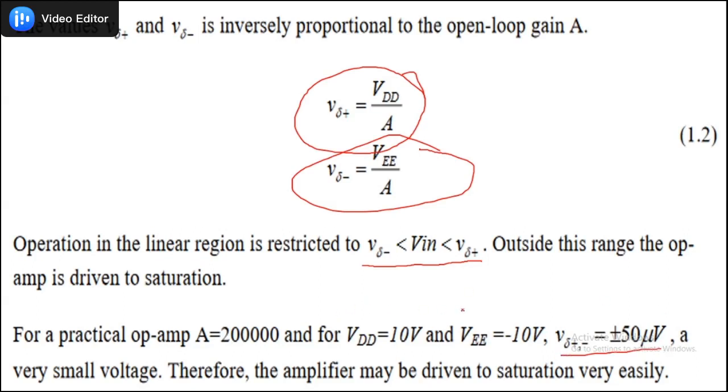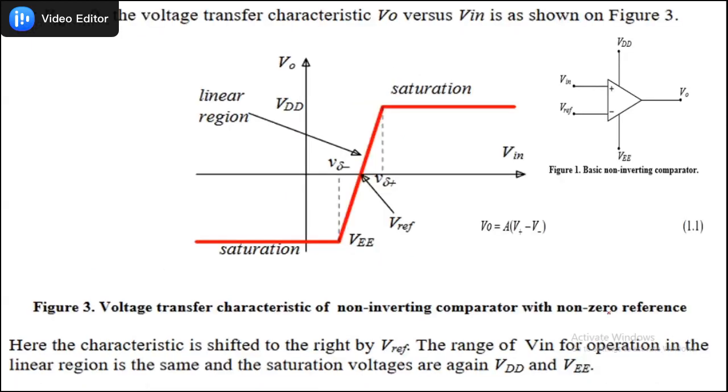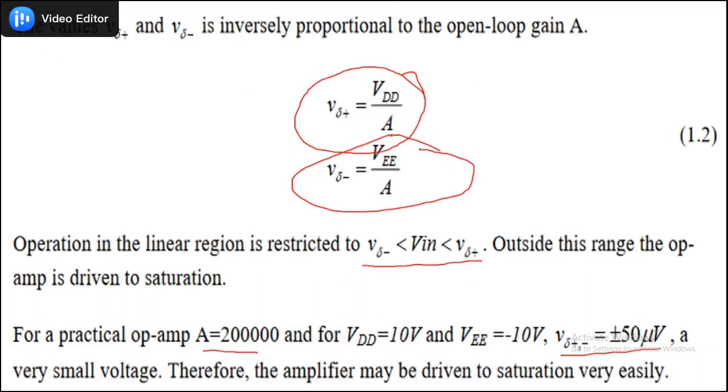If you multiply these two quantities, A versus V delta plus and V delta minus, what will you get? You will get the saturation voltages. If we assume that we operate with an op-amp having infinite open loop gain, then this linear region you may not be able to see. We'll discuss that case later. Here, previously, we discussed Vref equal to 0.